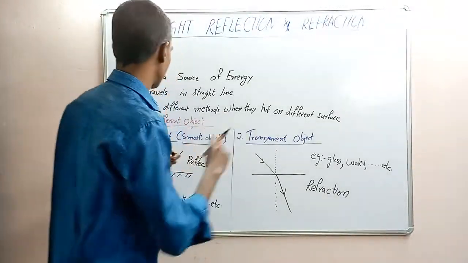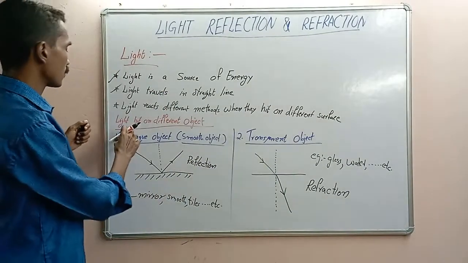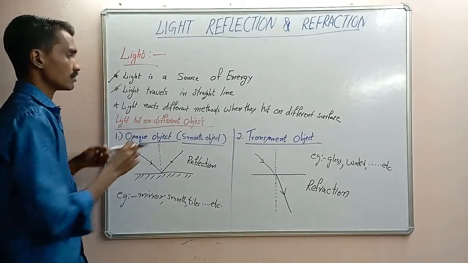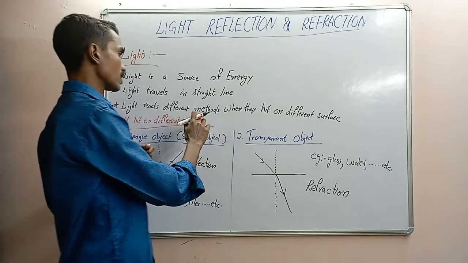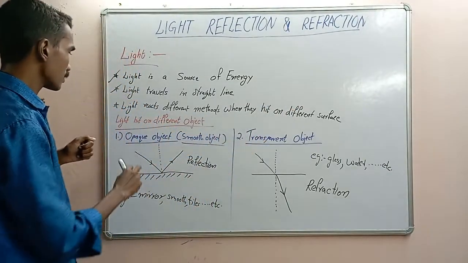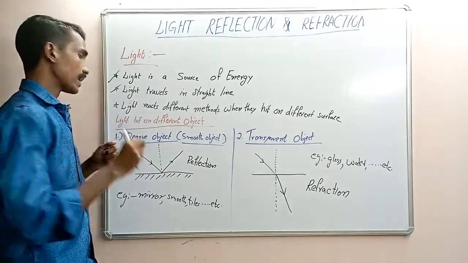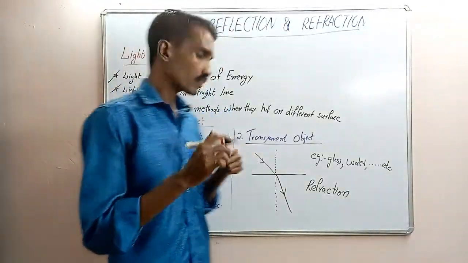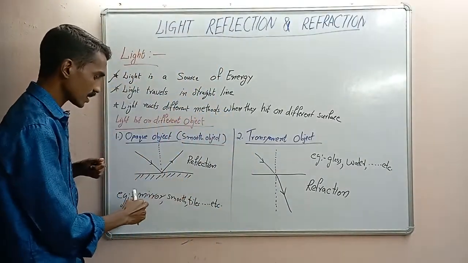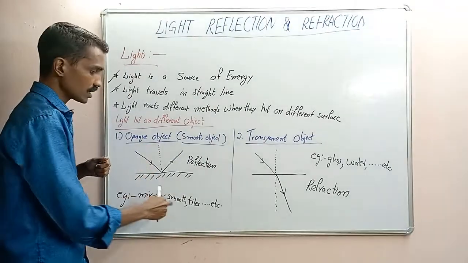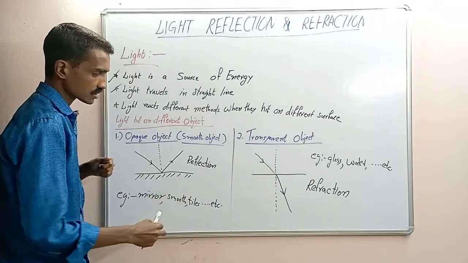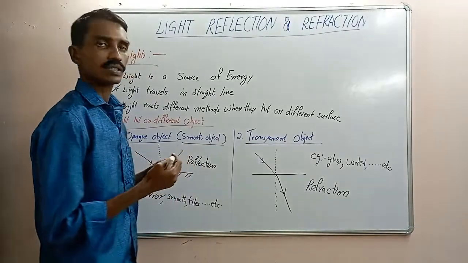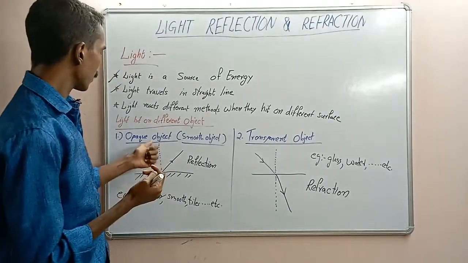So what do you mean by this? Let us take some different objects, different surfaces. A smooth opaque object: what do you mean by opaque object? Some examples are the mirror, smooth tiles, etc.